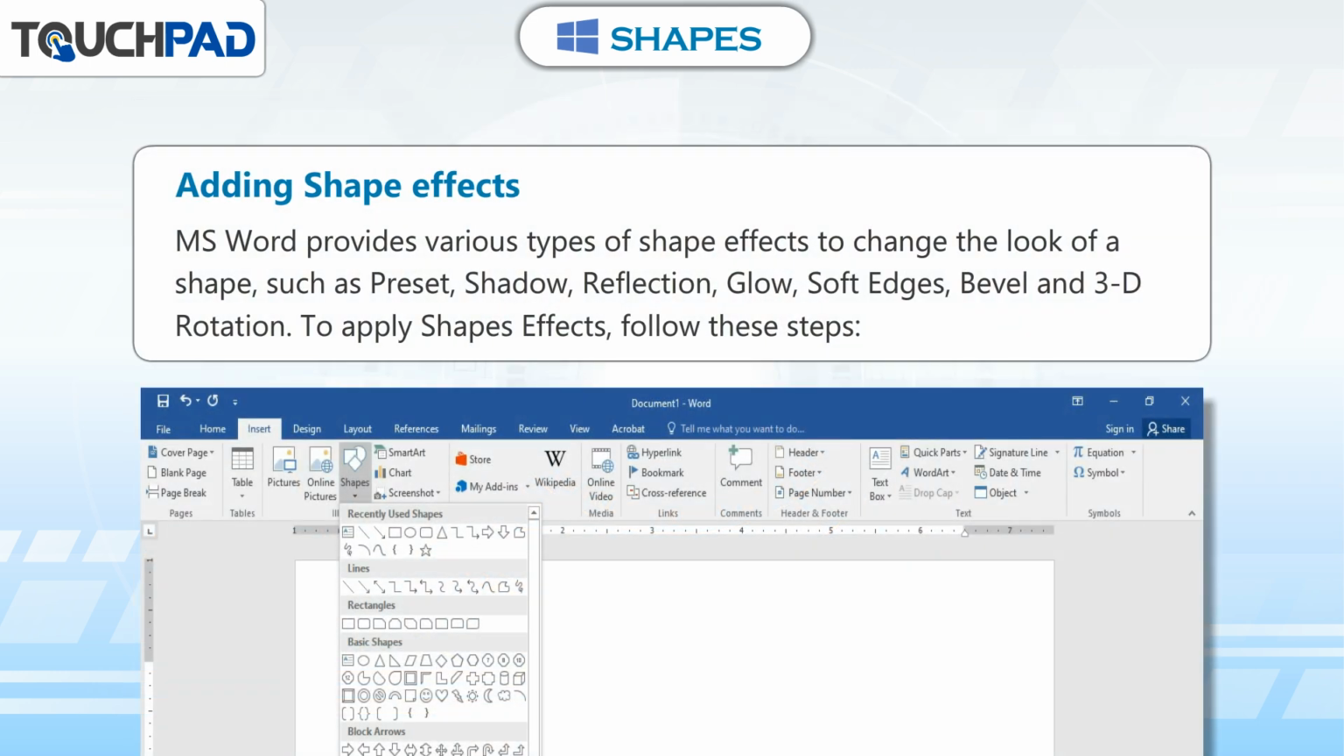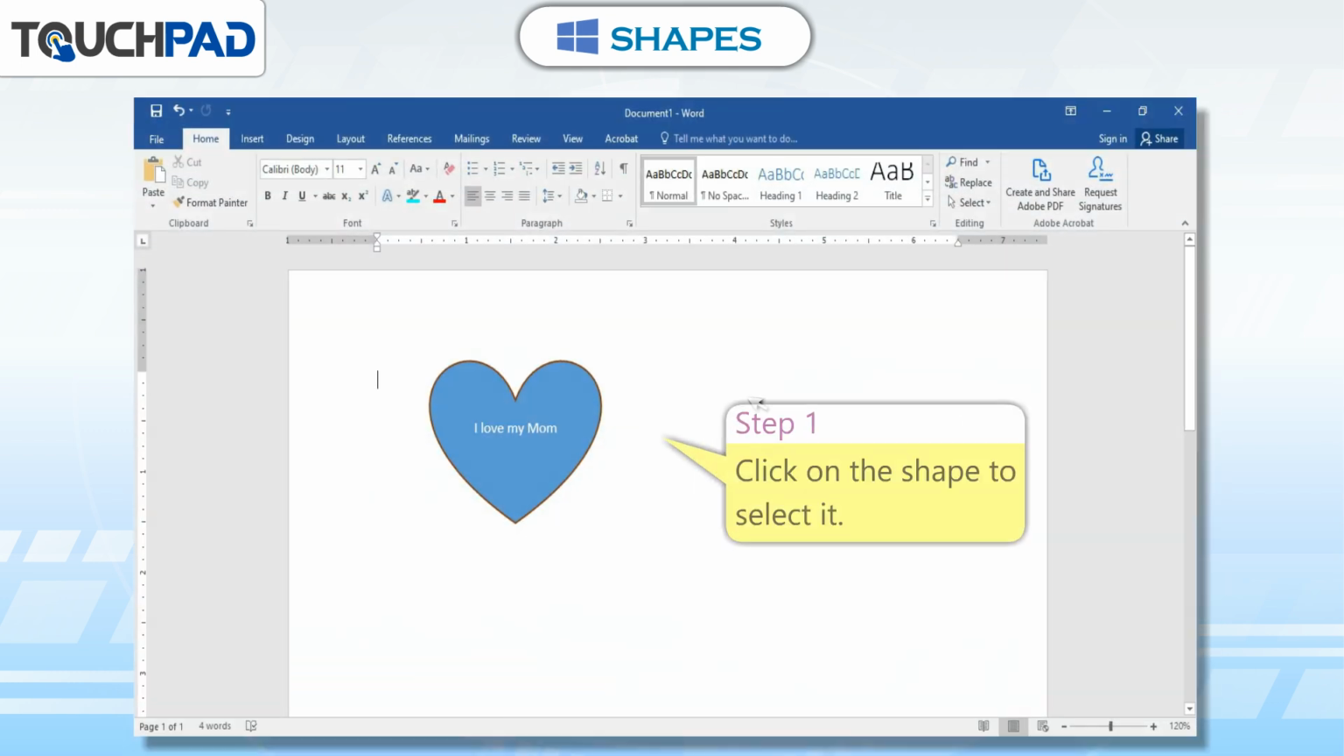Adding shape effects. MS Word provides various types of shape effects to change the look of a shape, such as preset, shadow, reflection, glow, soft edges, bevel, and 3D rotation. To apply shape effects, follow these steps.